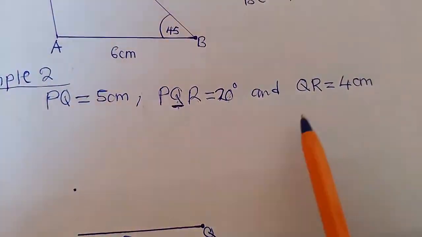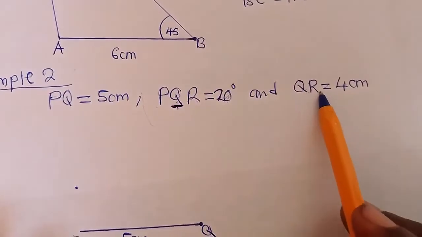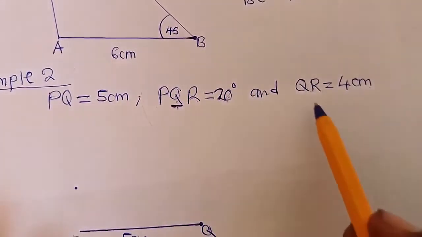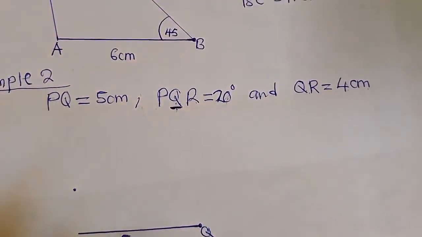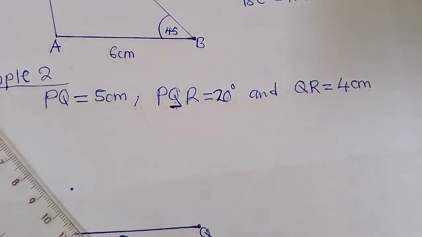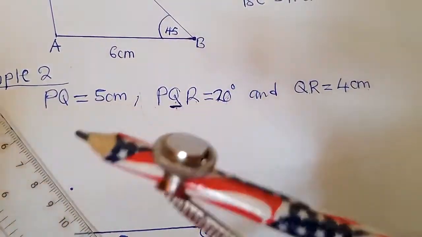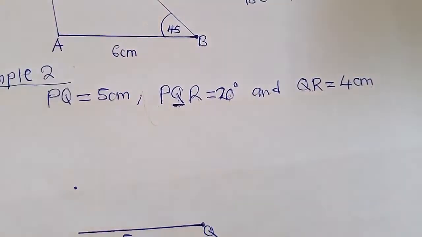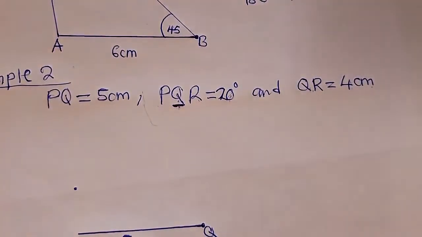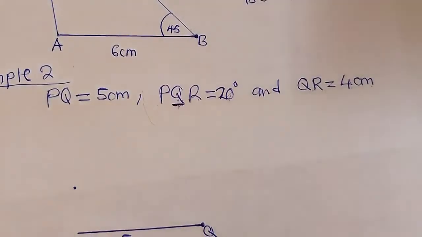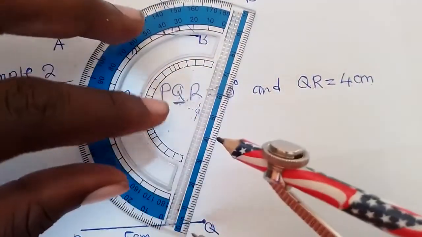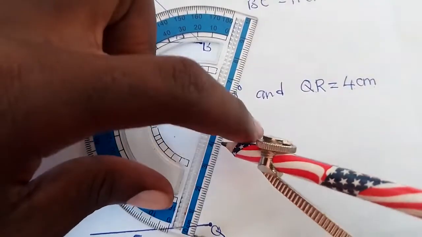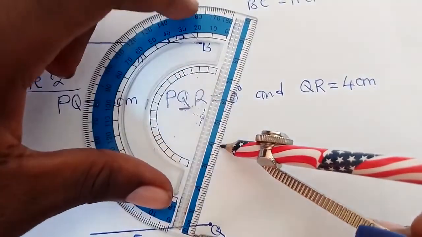Then the other thing is what? QR is 4 centimeters. Q, we are able to see Q. So QR is 4 centimeters. You measure 4 centimeters. Let us measure 4 centimeters. This is what we are going to do. 4 centimeters is this one. Have you seen? 4 centimeters is this.